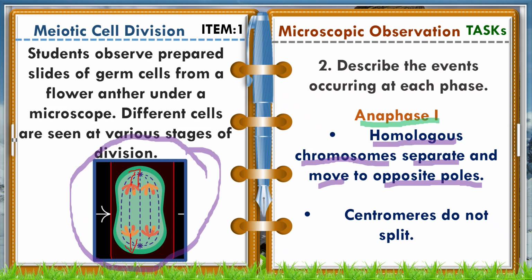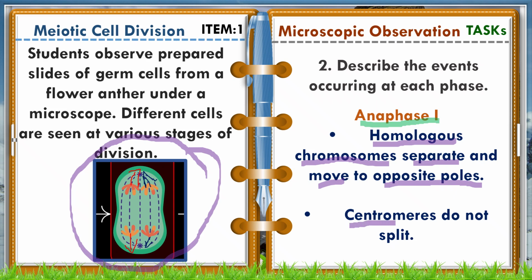The same applies to this homologous chromosome. This one moves this way, and then this one moves that side. So that's what we are saying, that the homologous chromosomes separate and move to opposite poles. And this one is taking place in anaphase 1. We started in metaphase 1 when they are aligning at the spindle here in the equator here. Now they are moving to opposite poles. That is in anaphase 1.